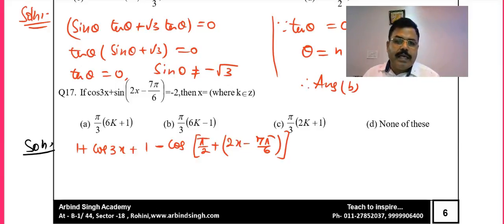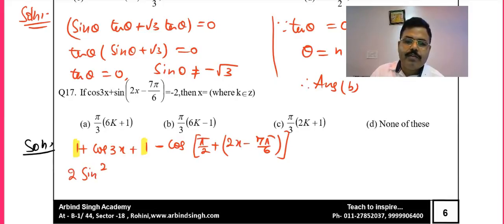Minus 2 taken this side, 1 plus is here and another plus is here. You know 1 plus cos 2 theta is 2 cos square theta. So 1 plus cos 3x will be 2 cos square 3x by 2. And 1 minus cos theta is 2 sine square.